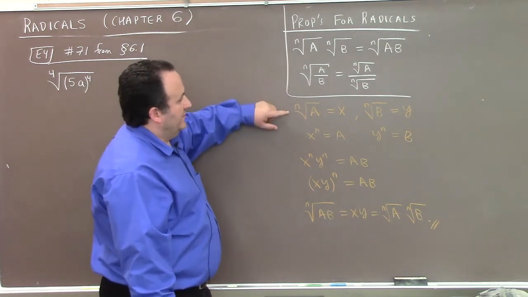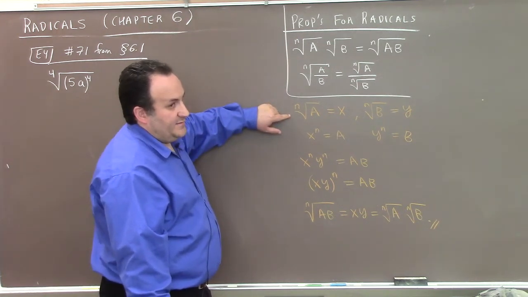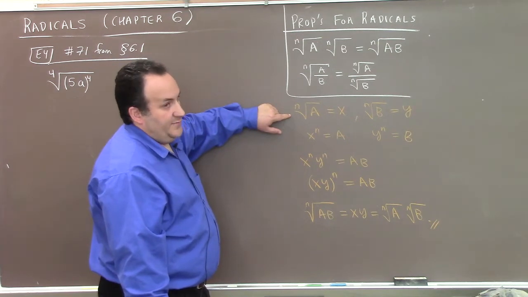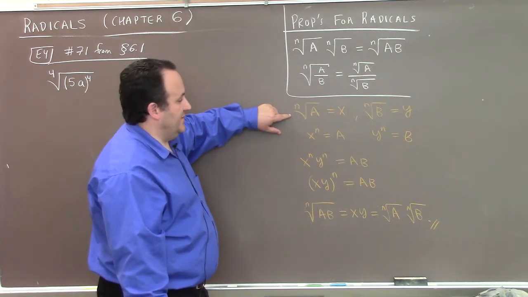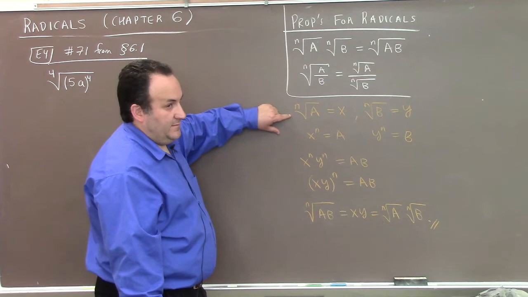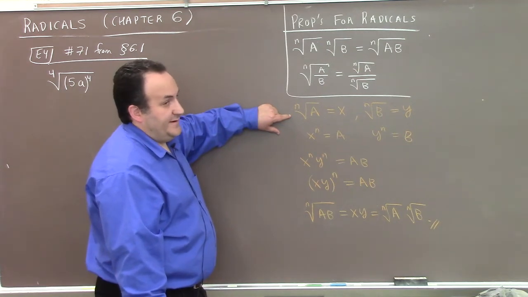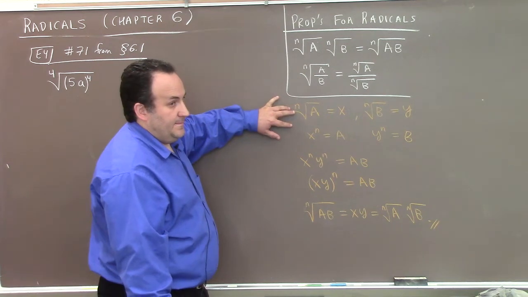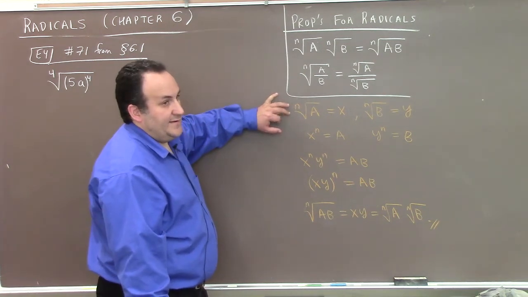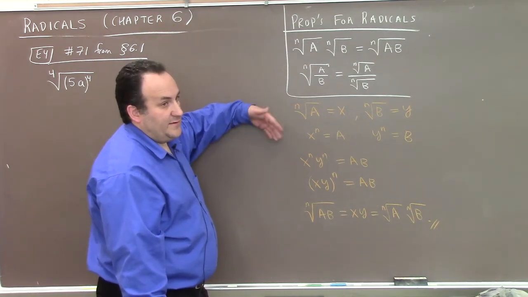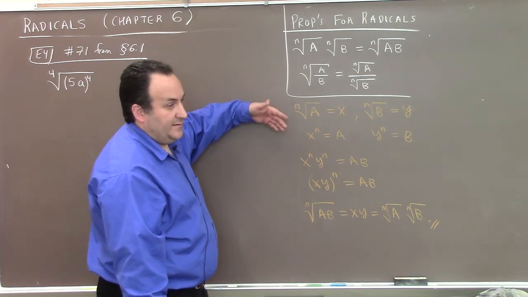Number one, if the nth root of a is x, and the nth root of b is y, what does that mean? That means that x to the n is a, and y to the n is b. That's what we mean by nth root. So I'm inventing x and y as intermediaries to understand why this is true, okay?